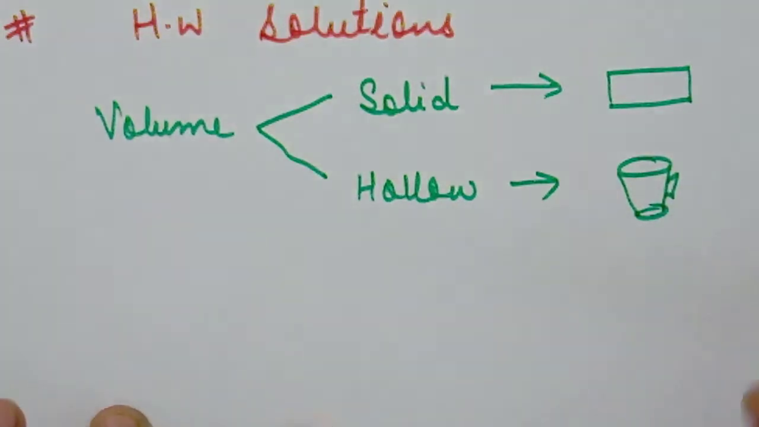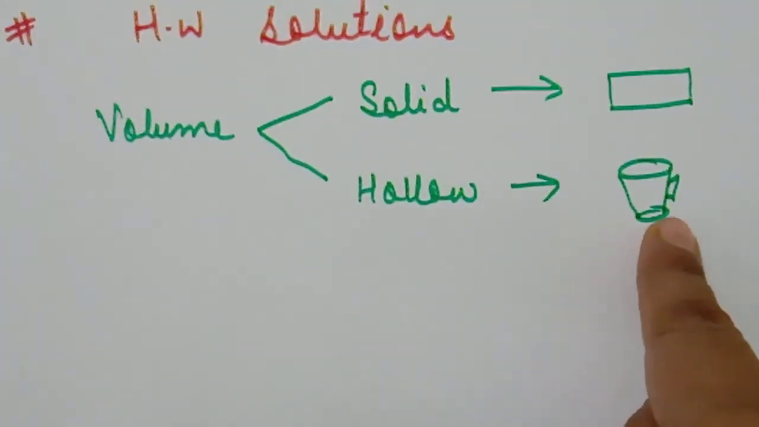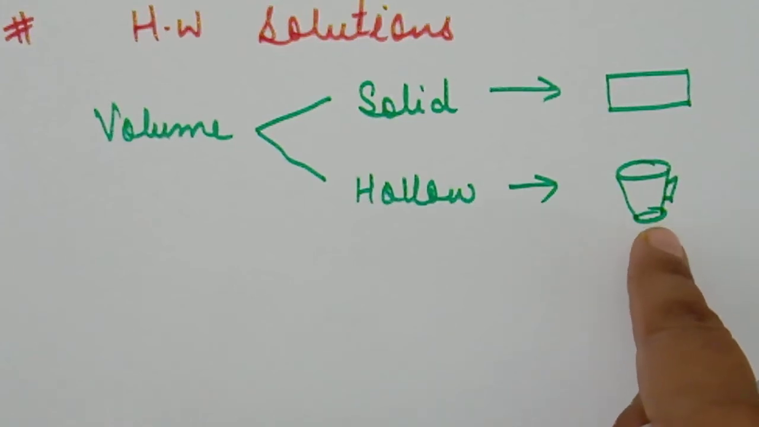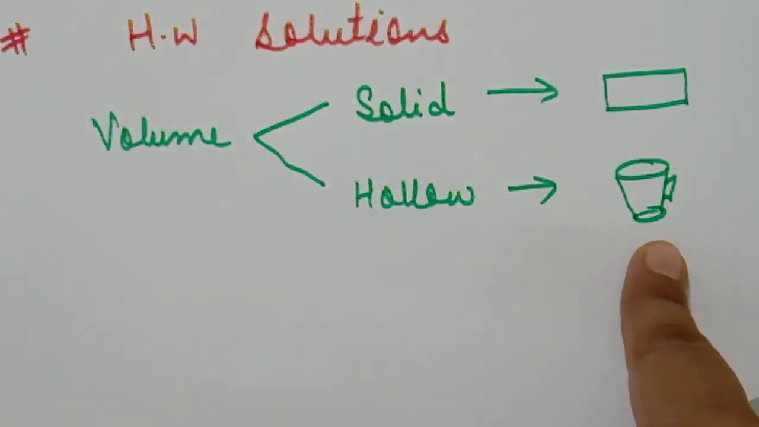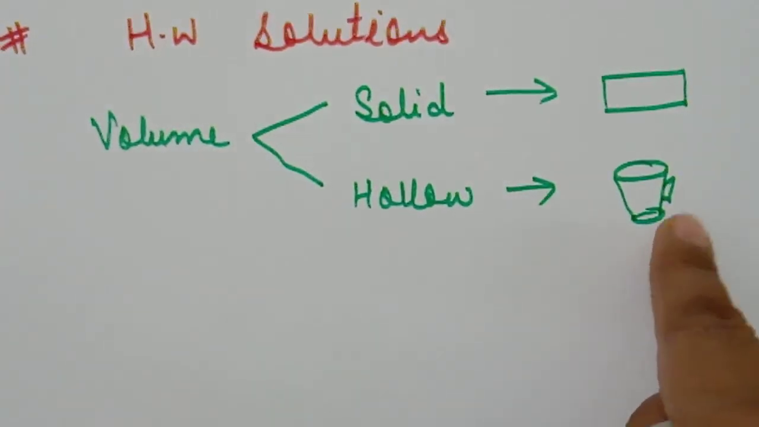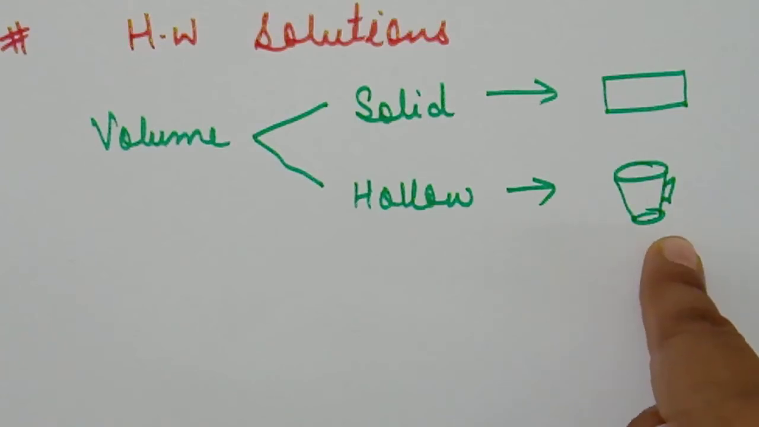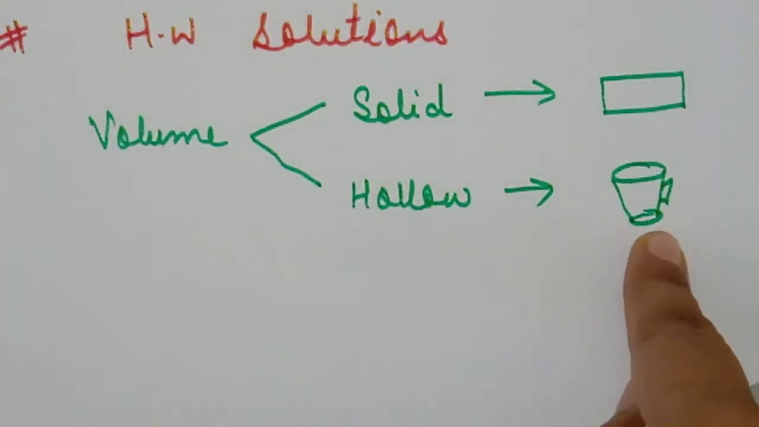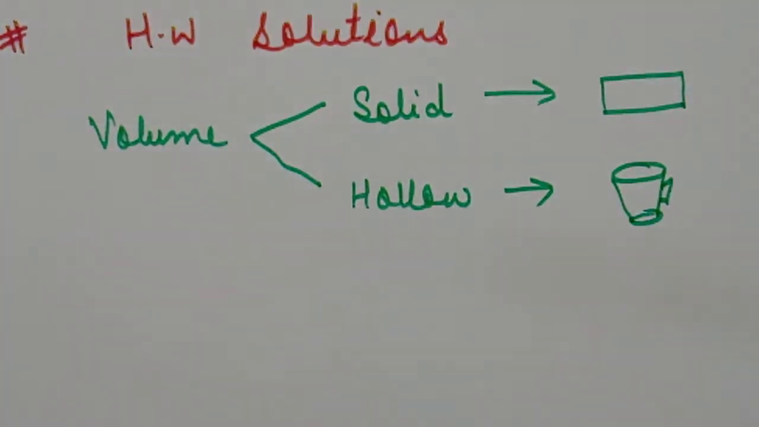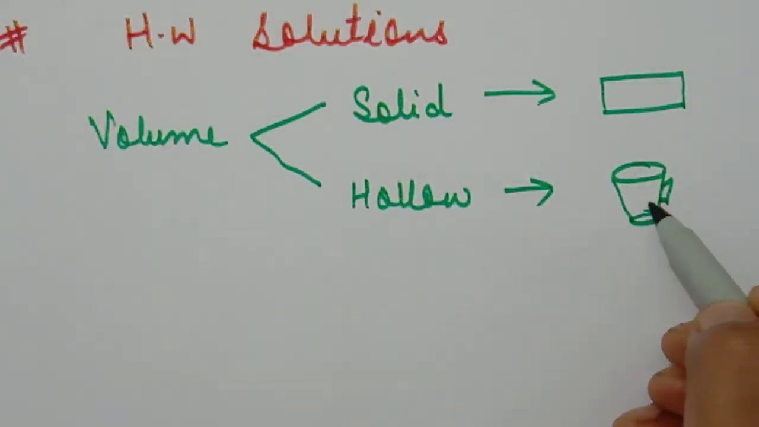If we are talking about hollow, take the example of a jug. A jug is a solid figure but it is hollow inside. When the object is hollow, the interior part is empty. We know it very well, we can fill it with air or some liquid. So the volume of the substance that can be filled in the interior is called the volume or the capacity of the container.